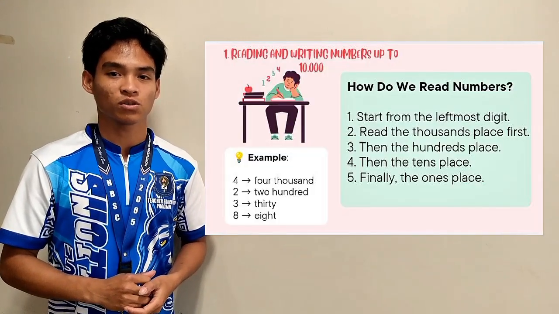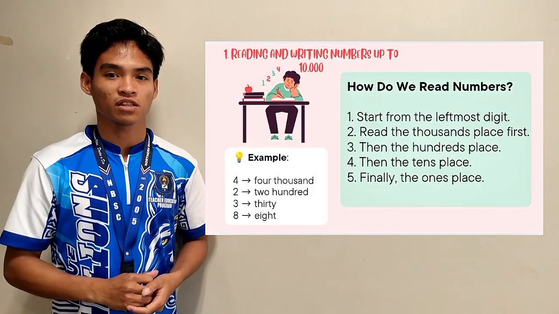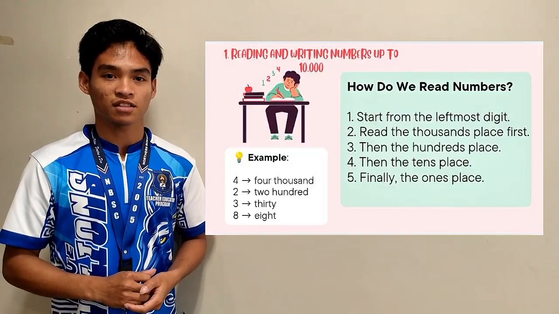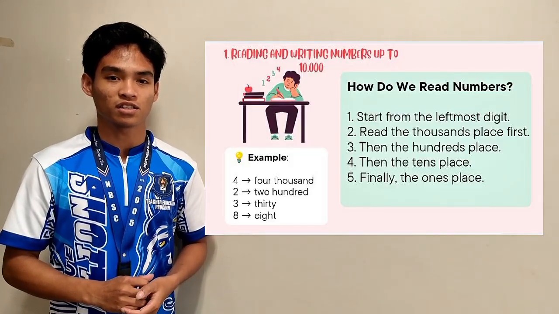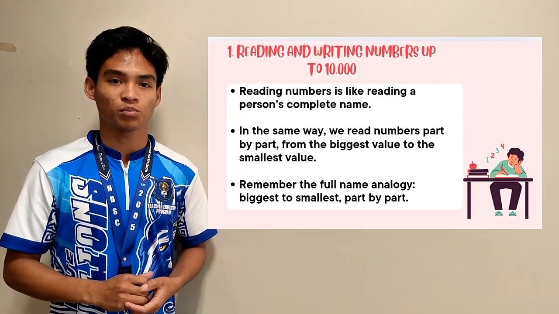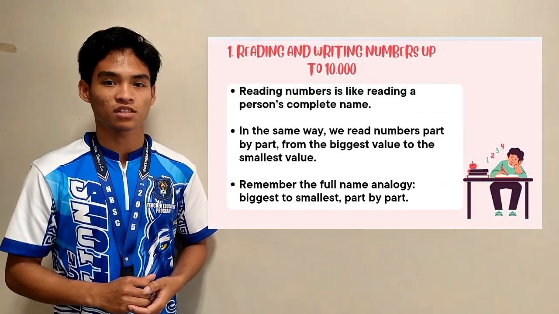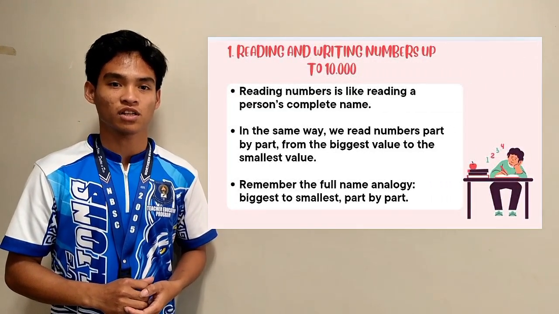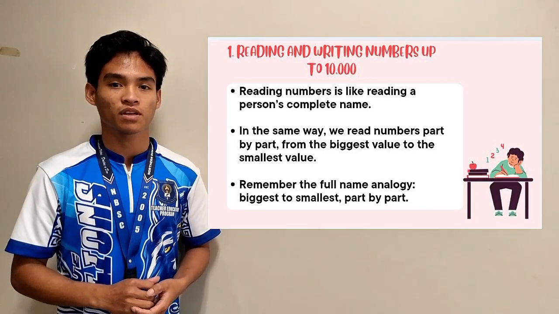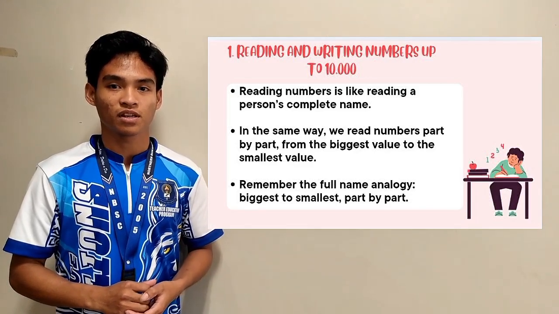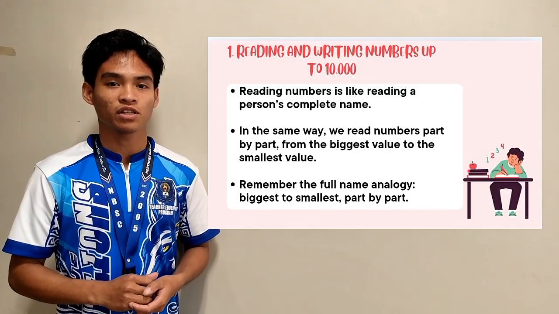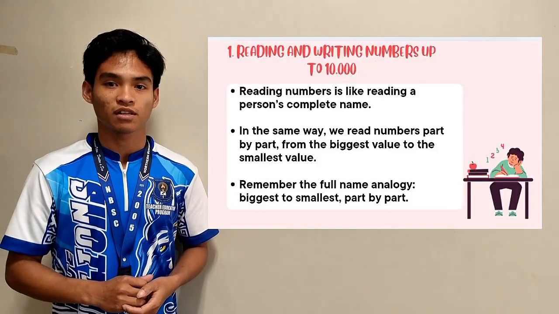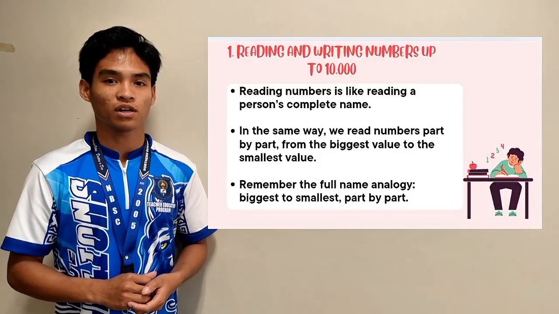That means we first look at the thousands place, then the hundreds, and tens, and finally the ones. Think of it like reading someone's complete name. You don't just say the nickname, you start from the full name, one part at a time. In the same way, we read numbers part by part, from the biggest value to the smallest.